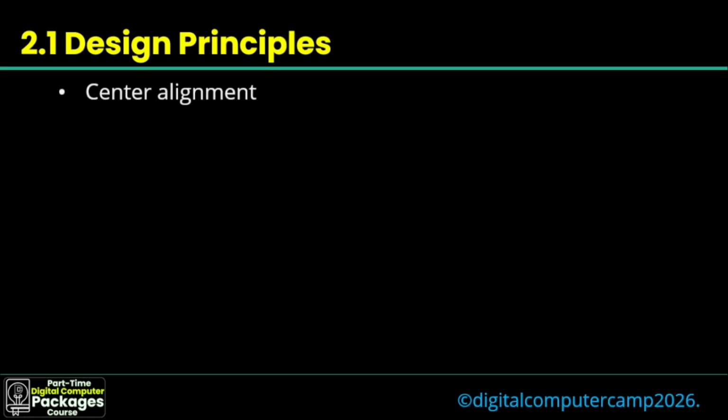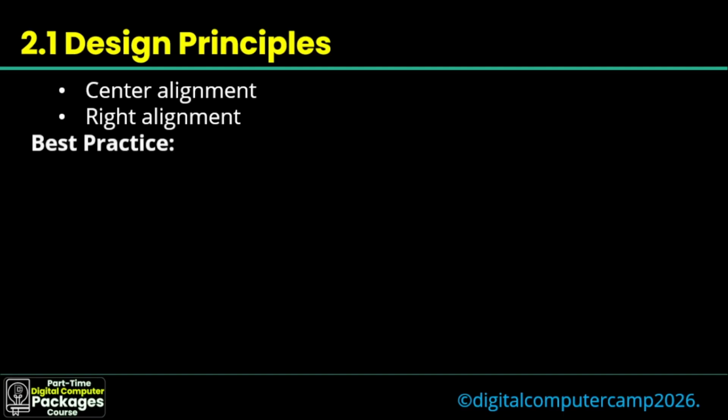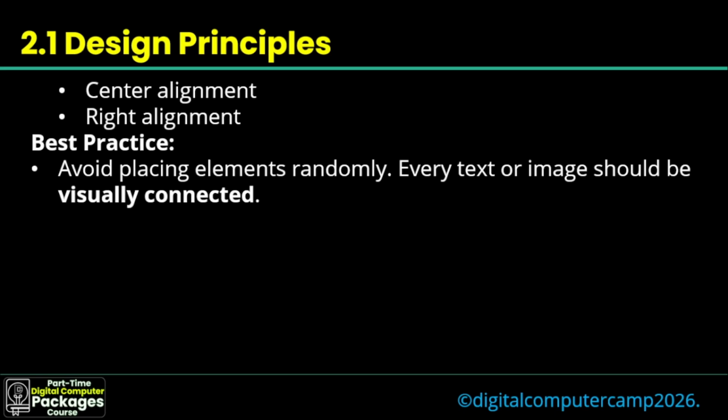And then you have center alignment, meaning your design elements are centered on the Canva or on the page that you are designing. And then you have right alignment. All the elements start from the right of the design. And then you have the best practices. You need to avoid placing elements randomly. Every text or image should be visually connected. We will be applying alignment in our designs in future as we go practically, to the practical use case of Canva. I will be showing you that one, all right?